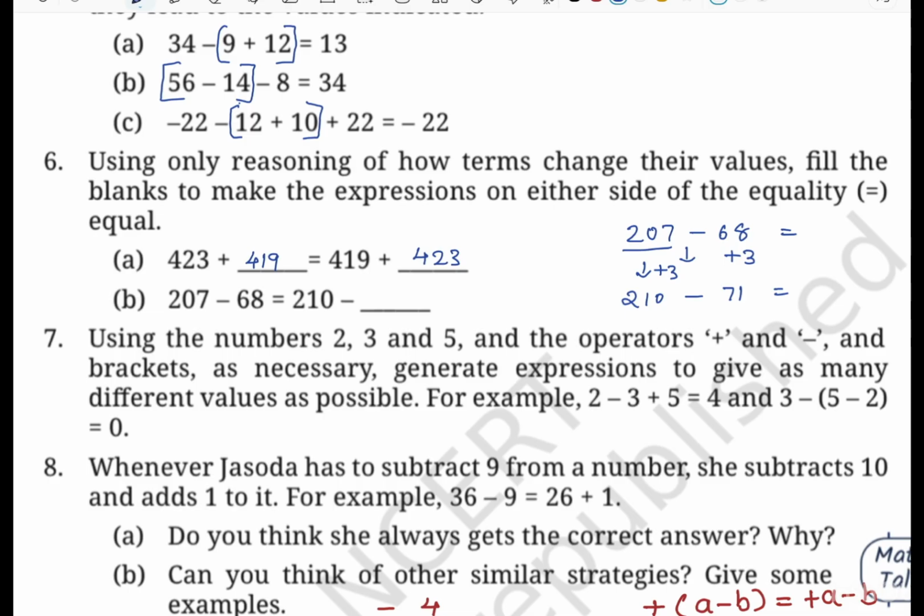So the answer will be equal 139. Here also 139. So we can add 68 plus 3, that is 71. So the answer is 71.